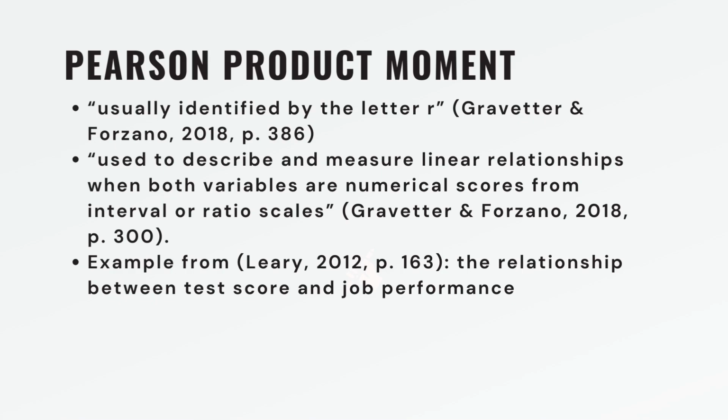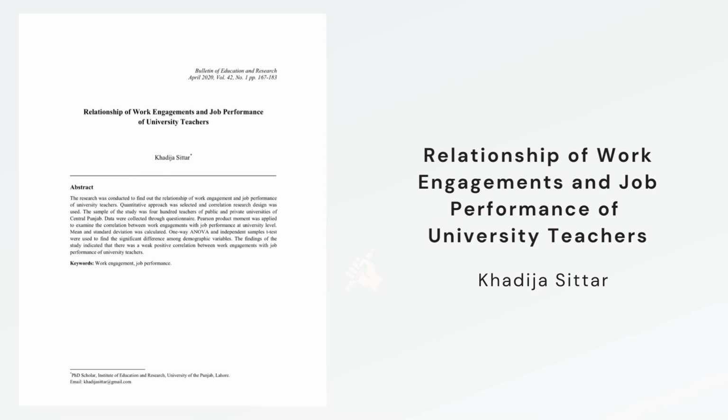Then 6 months later, we can ask these employees' supervisors to rate their employees' job performance on a scale of 1 to 10, where a rating of 1 represents extremely poor job performance and a rating of 10 represents superior performance. In the study Relationship of Work Engagements and Job Performance of University Teachers by Sitar, Pearson Product Moment was applied to examine the correlation between work engagements with job performance at university level.